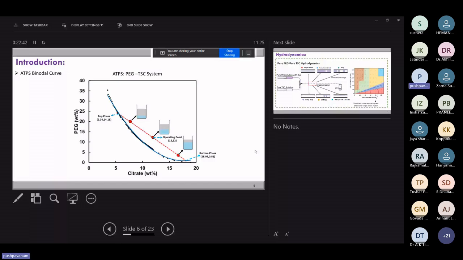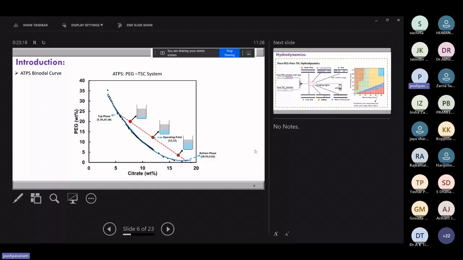So if you want to have a two-phase system, you have to choose your composition of PEG and trisodium citrate as lying above the binodal curve. If it lies below the binodal curve, you will have a single phase flow and you get only a laminar profile. So that is an important point. Okay. We don't want single phase flow because there I have the laminar profile and the residence time distribution is very broad. I want to have a two-phase flow, so I must go for this.